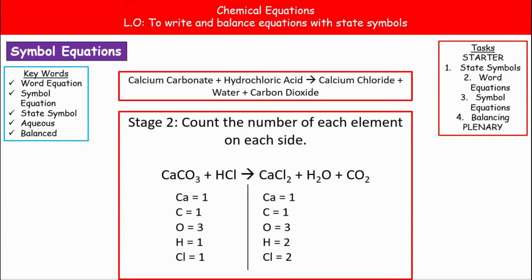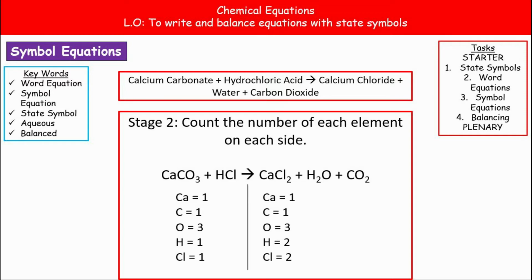The second stage, we need to work out the number of each element on each side. So what I've done is I've divided our equation into two at the arrow. So just put that dividing line down the middle there. Then I've just made a list of the different elements. And remember, we can spot the different elements by looking for a capital letter. So we've got Ca is calcium, we've got C, carbon, O, oxygen, H, hydrogen, and Cl, chlorine.